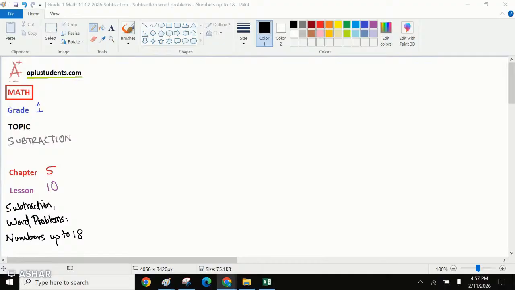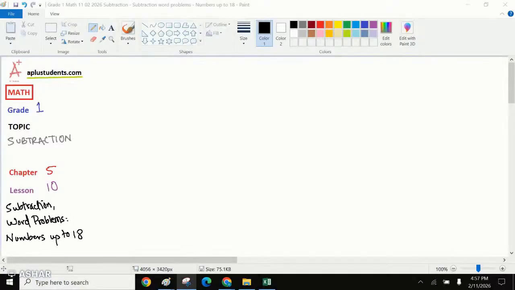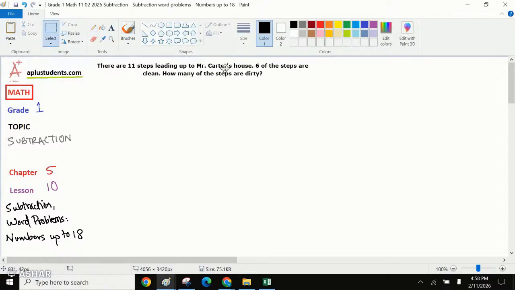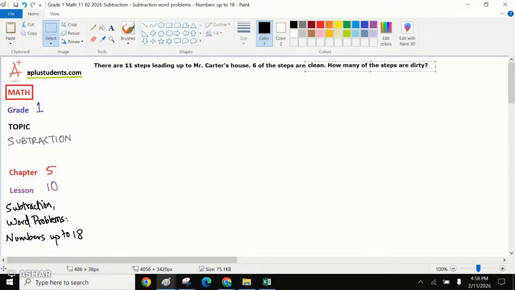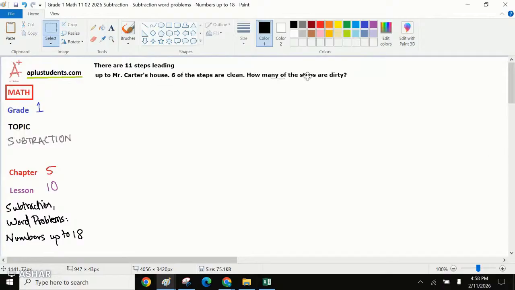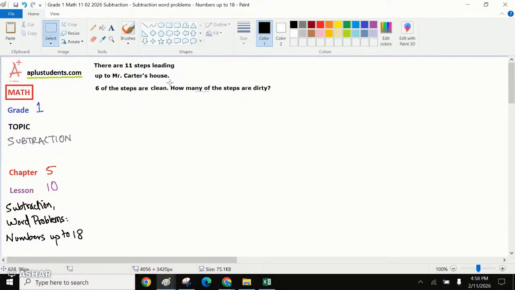The first question says, there are 11 steps leading up to Mr. Carter's house. 6 of the steps are clean, right? How many steps are dirty?